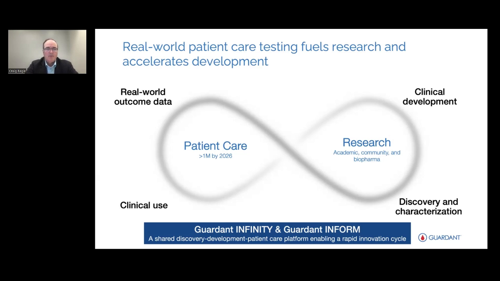And really it becomes a mixture of the real-world data, clinical use, discovery and characterization, as well as clinical development for therapies and treatments. And certainly at Guardant, this is one of the areas that we're focusing on, is how do we bring this platform of epigenomics, genomics, and real-world data and share that with the community at large to better understand the personalized journey for patients.